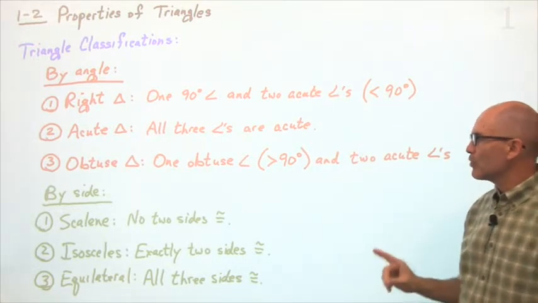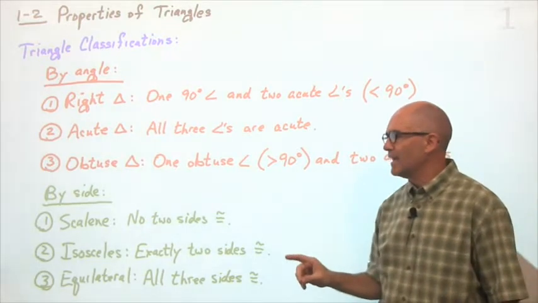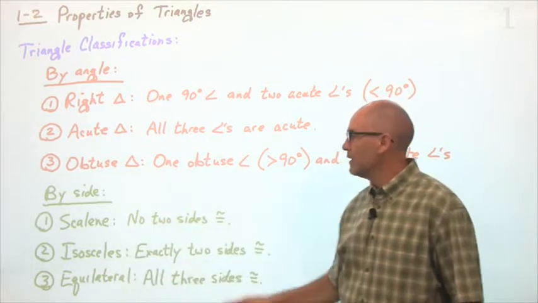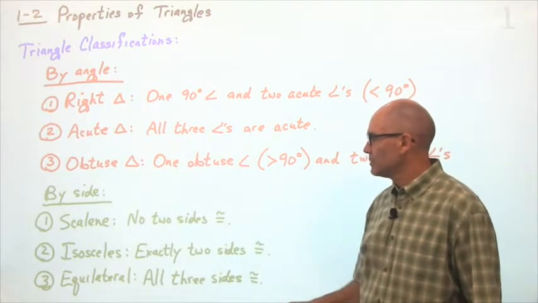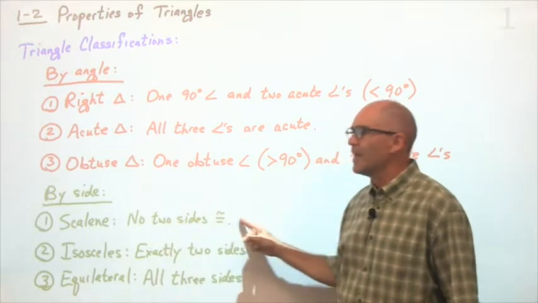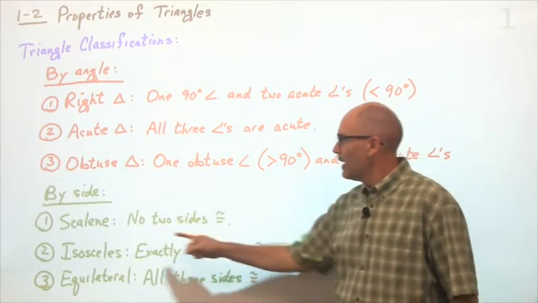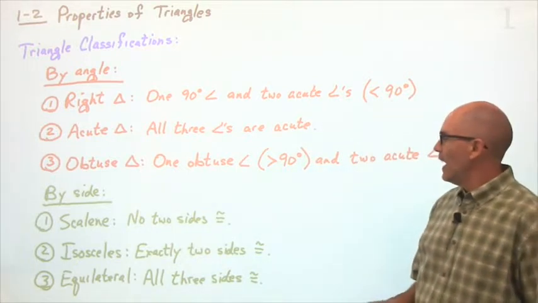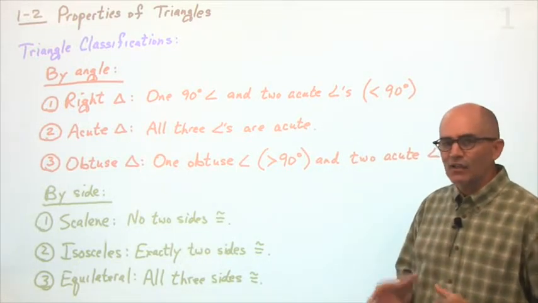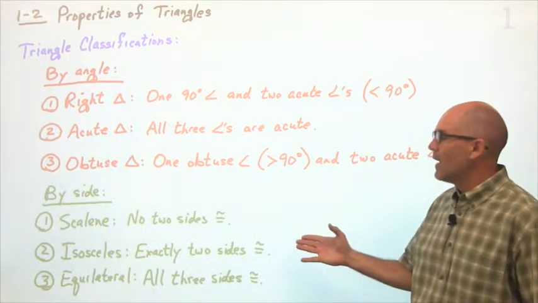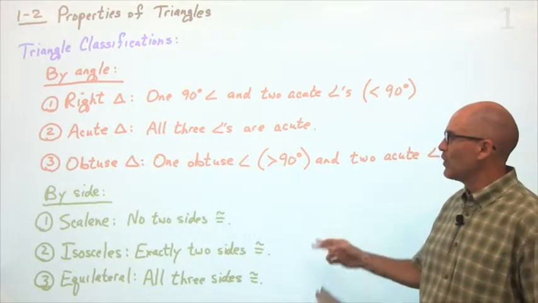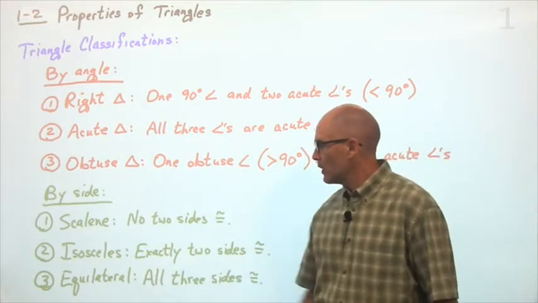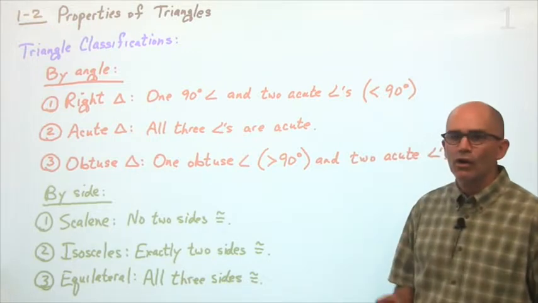Now we're going to talk about triangles classified by their sides. So we've got a scalene triangle, which means no two sides are congruent. All three sides have different lengths. Then number 2 would be an isosceles triangle. And that means exactly two sides are congruent. That means two sides are congruent and the third side is not. And then we have an equilateral triangle, which means all three sides are congruent.